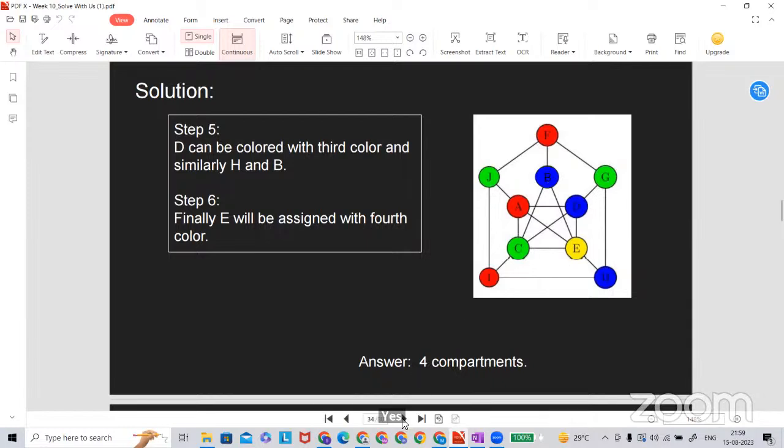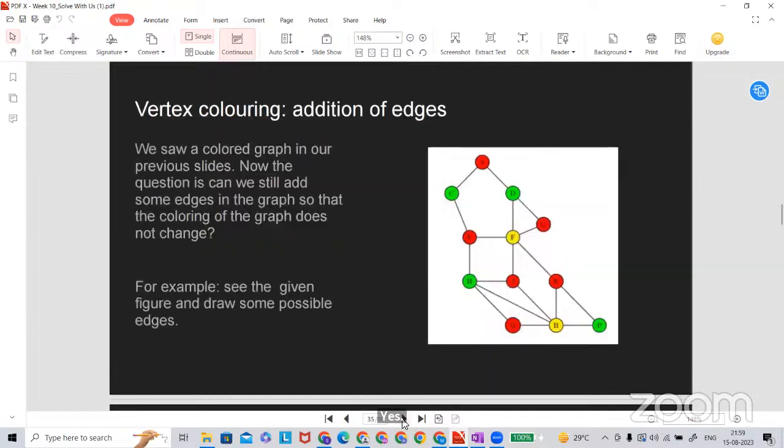Okay. Now let's do the next problem. The next topic is about how, once we have the coloring, we can solve how many edges we can connect without affecting the coloring. What is the problem here? Vertex coloring, adding of edges.